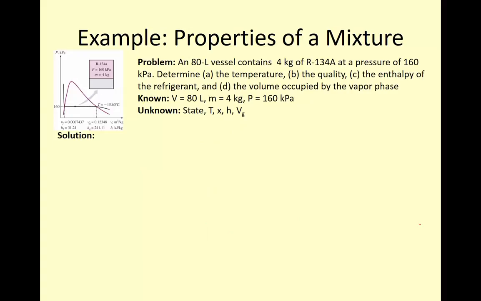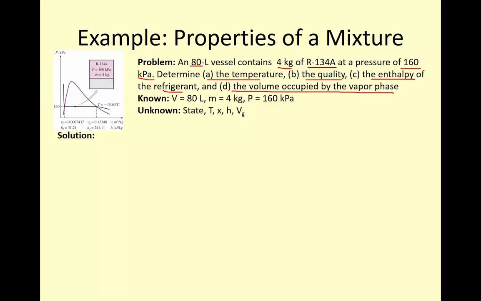Okay, let's do another, similar example. Now we have an 80-liter vessel, which has 4 kilograms of R134A at 160 kilopascals. So we want to determine the temperature, the quality, the enthalpy of the refrigerant, and then the volume occupied by the vapor phase. So it's the same things that we were solving for before. This is just an additional example of that.